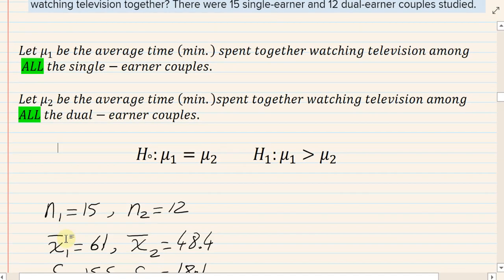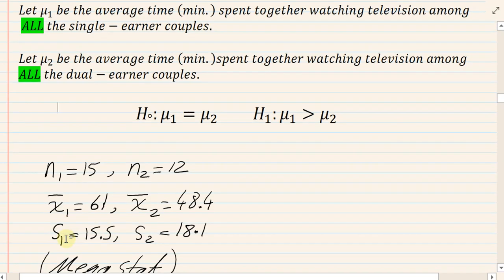Now, what's given here I have actually written down. So we have n1 is 15, n2 is 12. I got those directly from the statement of the problem. The first sample mean is 61 minutes. Remember that one? X bar 2 was 48.4 minutes. The standard deviation for the first sample is 15.5, and the standard deviation for the second sample is 18.1.